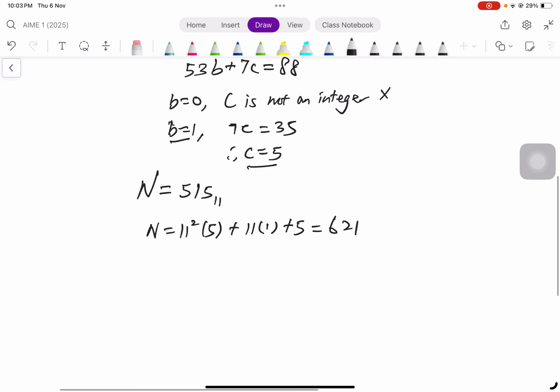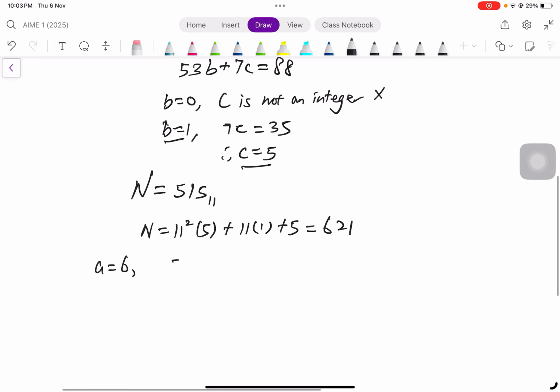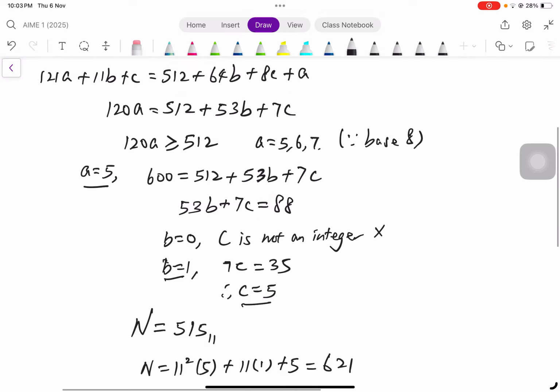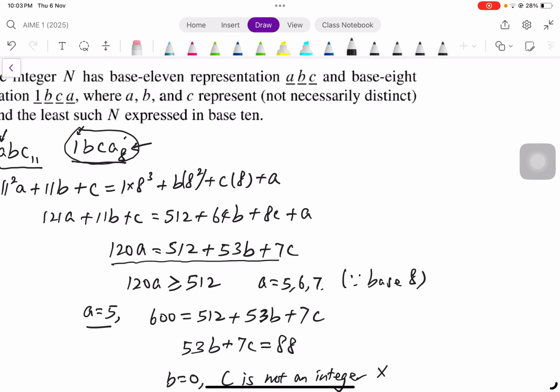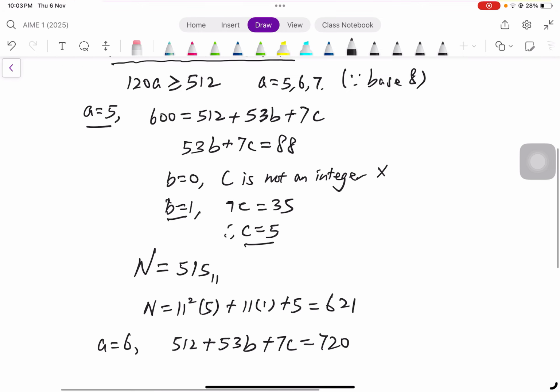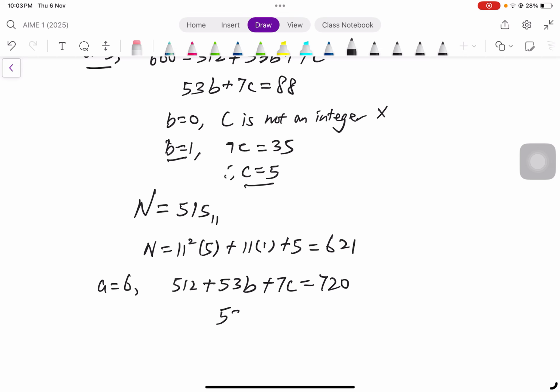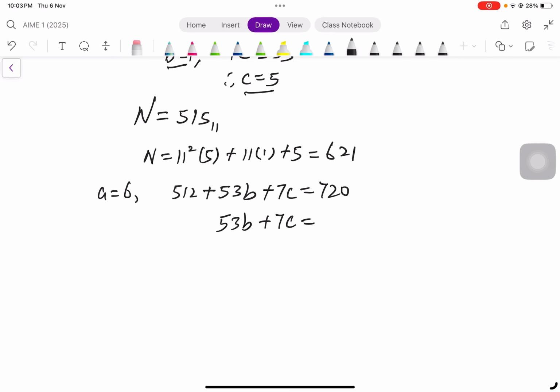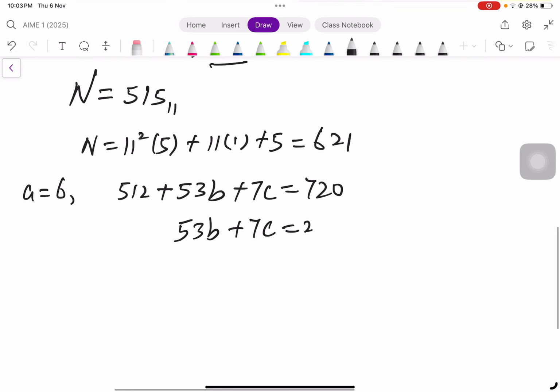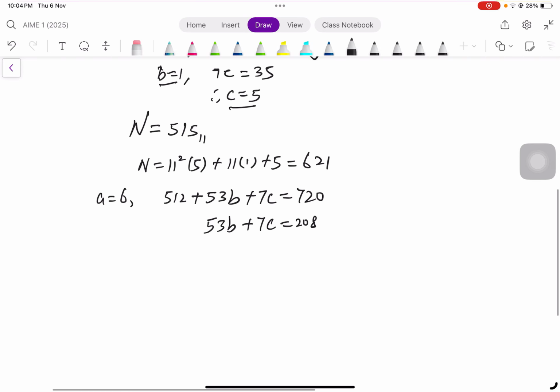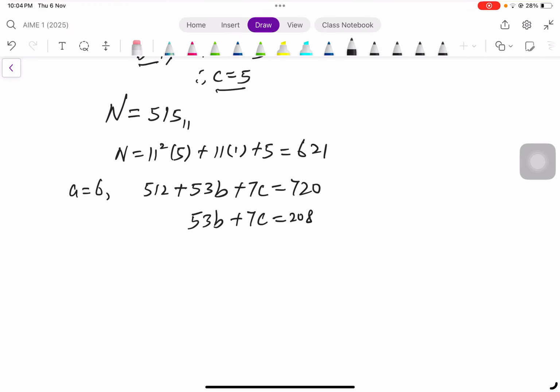Now we can look at a equal to 6. Then 120 times 6 is 720, so starting from this equation, 512 plus 53b plus 7c equals 720. Therefore 53b plus 7c is equal to 208.